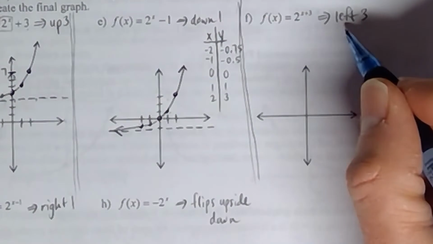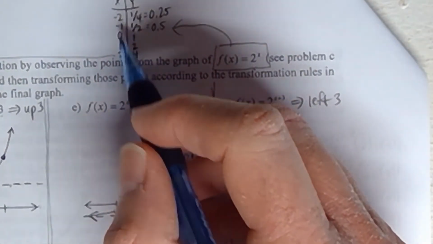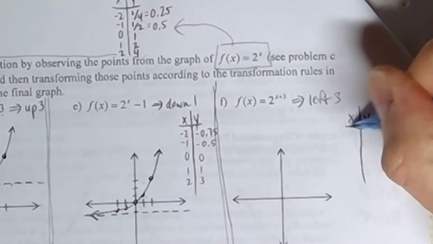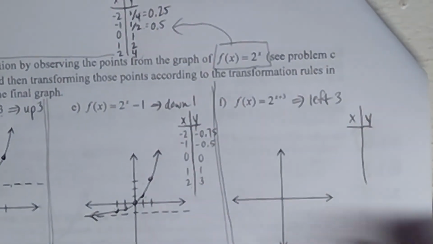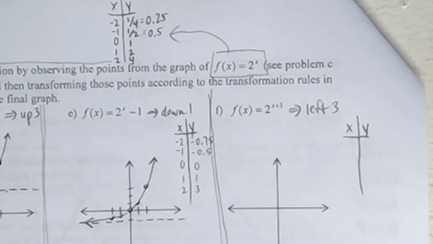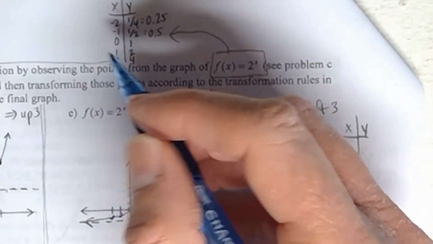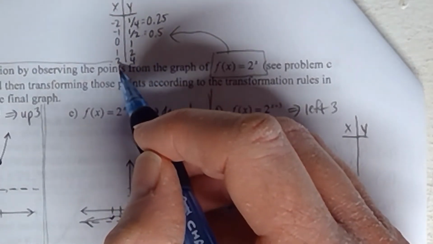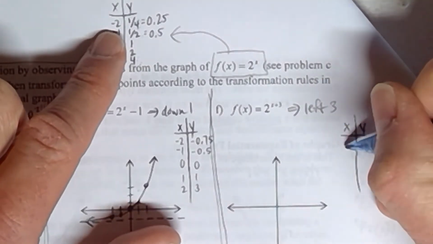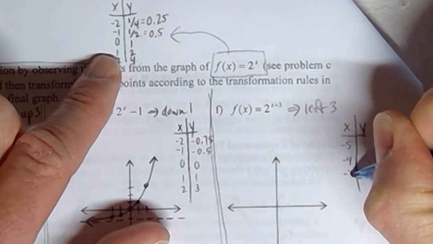Now, when you go left or right, since that's related to the x-axis, the x's will change. So when the x's are from negative 2 to 2, since it goes to the left, that means the x's are going to decrease. Because remember, the left is in the negative direction. So we take our original x values and subtract 3. So negative 2 minus 3, negative 1 minus 3, 0 minus 3.